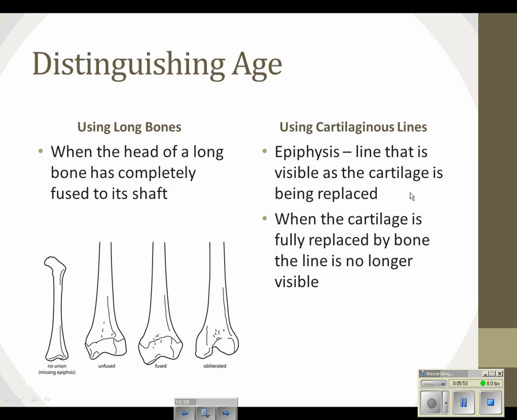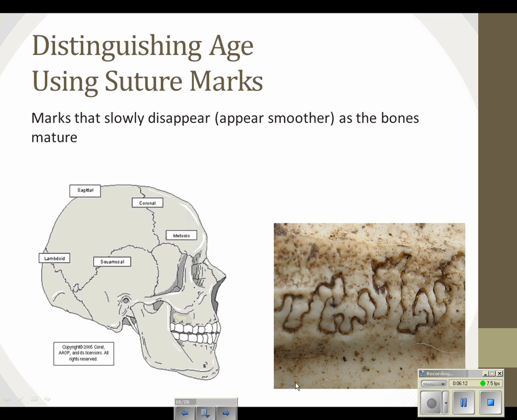And we can also use cartilaginous lines. An epiphysis is a line that's visible as the cartilage is being replaced, or ossification is occurring, and those osteoblasts are filling in those spaces. And when that process is complete, then the line is no longer visible, and that will give us another indication of age. And the skull is also used for distinguishing age.